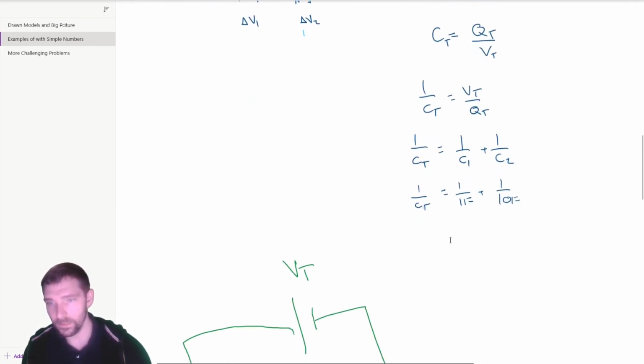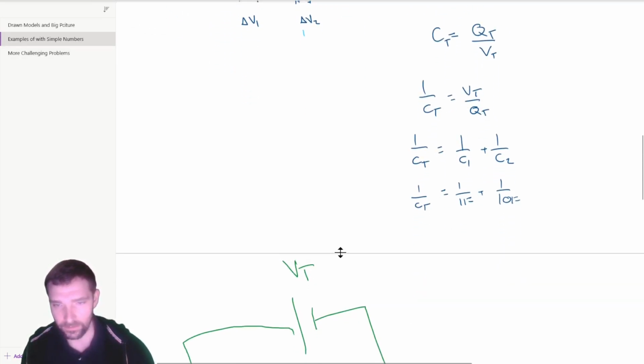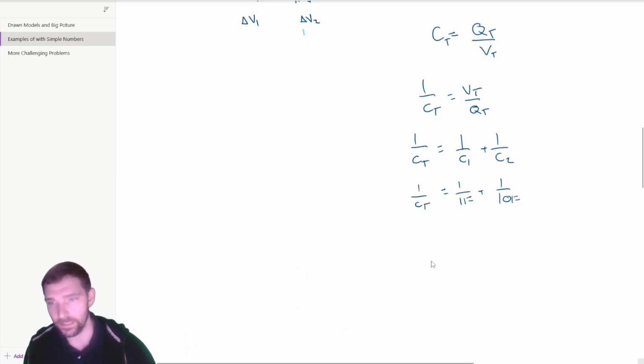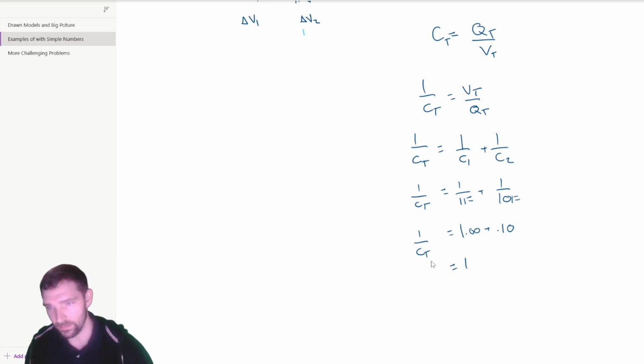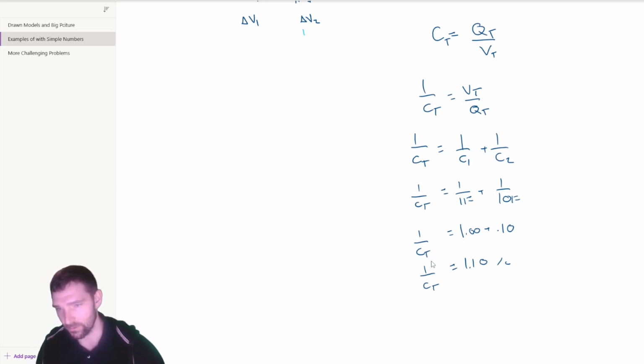So we've got 1 over 1 Faraday plus 1 over 10 Faradays, and that should be equal to our CT value. Now, probably the easiest way to do this is just using the decimals. So this is just like 1.0, and this is going to be 0.10, and that's going to be added up to the inverse of 1 over CT. So we can say this is 1.10, and I guess this is per coulomb, and then this is 1 over CT, because if we're thinking about the units, these are still per coulomb.